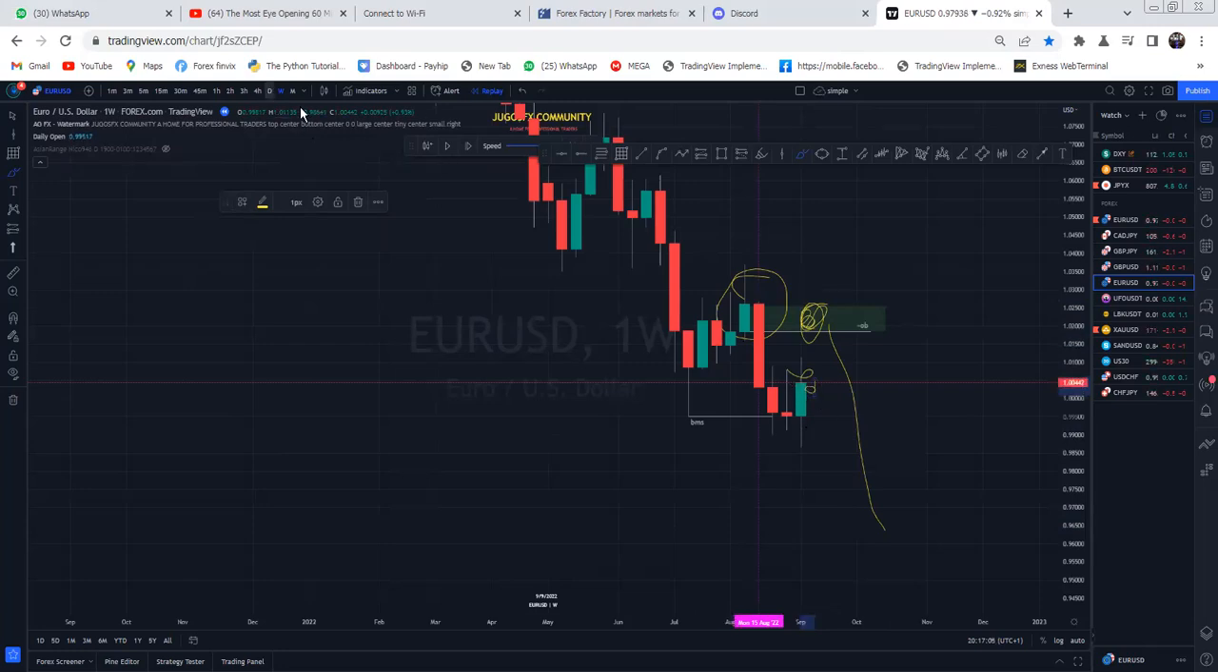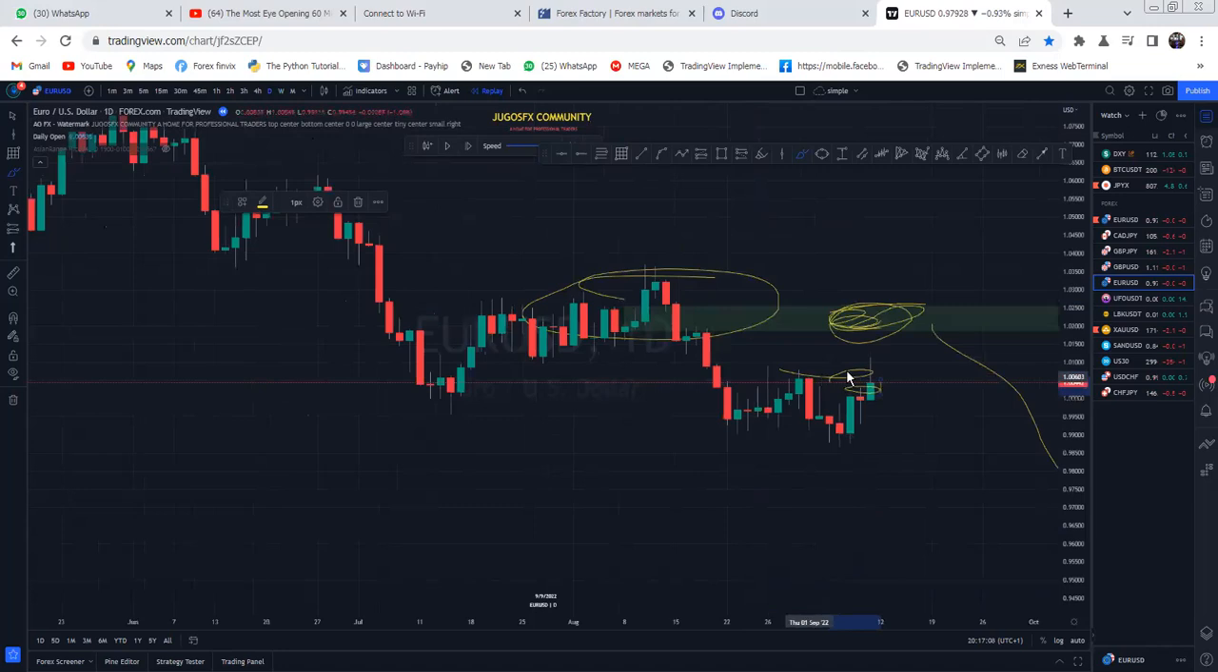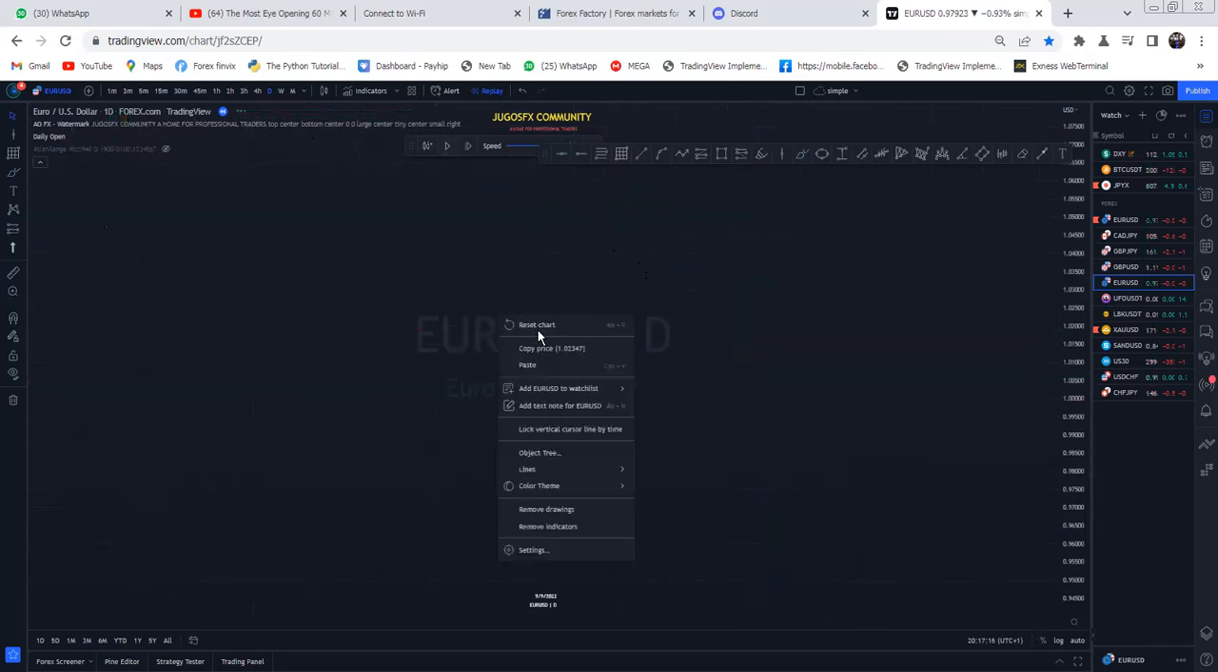Now let me go to the daily time frame and show you something. This is the daily time frame. Somebody might just see a down close candle, and boom, they already start selling. That's because you never had the confidence at the first point. You were not sure in the first place.